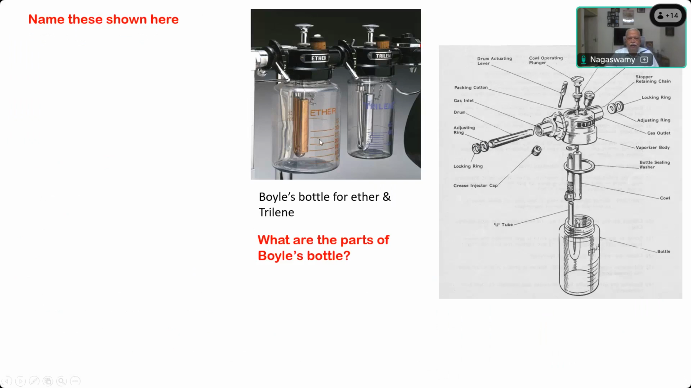So how does the ether which is poured, or the Trilene which is poured into these bottles, become a vapor? Where do they get the heat from? Trilene need not be heated, because its boiling point itself is below room temperature. Both of them are self-vaporizing. Between the two, ether and Trilene, which has got a higher boiling point?